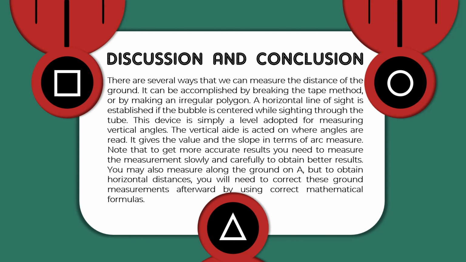The vertical angle gives the value of the slope in terms of arc measure. Note that to get more accurate results, you need to take the measurements slowly and carefully to obtain better results. You may also measure along the ground, but to obtain horizontal distances, you will need to correct these ground measurements afterwards by using correct mathematical formulas.